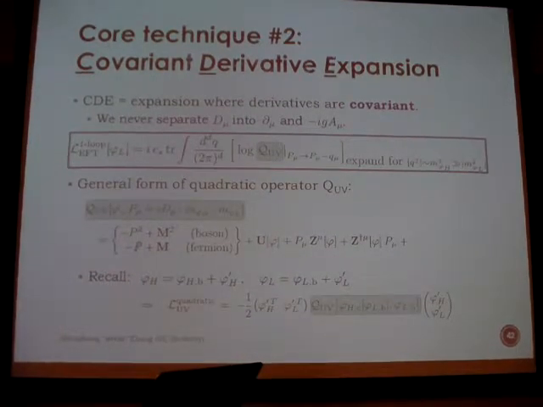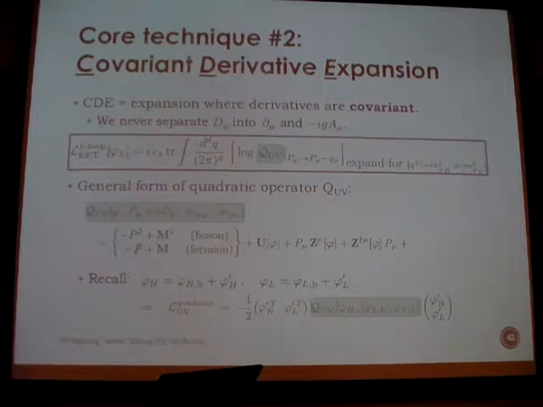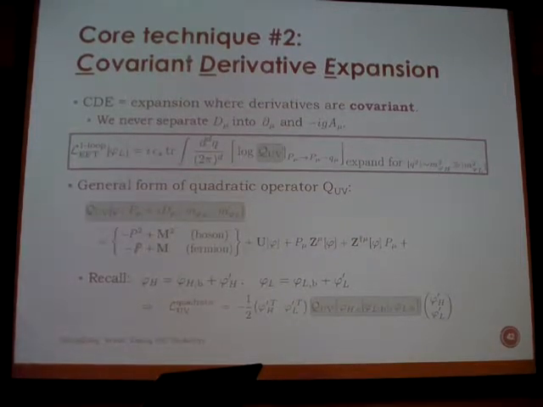There are various different ways of doing this expansion, and we want to do it in a nice way, known as covariant derivative expansion, or CDE for short. There is really nothing mysterious about the name, because a covariant derivative expansion is nothing but an expansion where derivatives are covariant. In other words, we never separate D mu into a partial derivative and the gauge field.